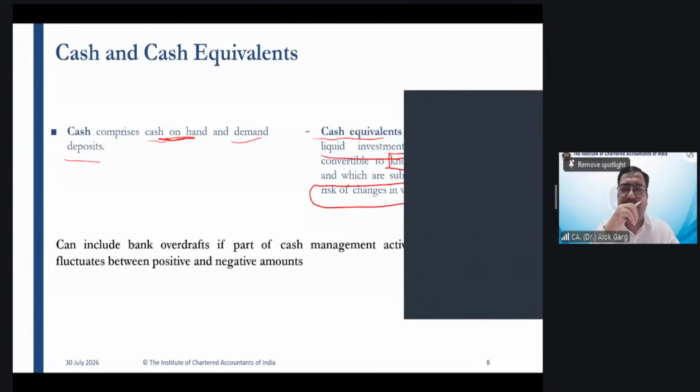Number two, whether it can be convertible into a known amount of cash. Do you know how much money you will get after 10 days? Infosys, HDFC Bank, they are running at a lifetime low.